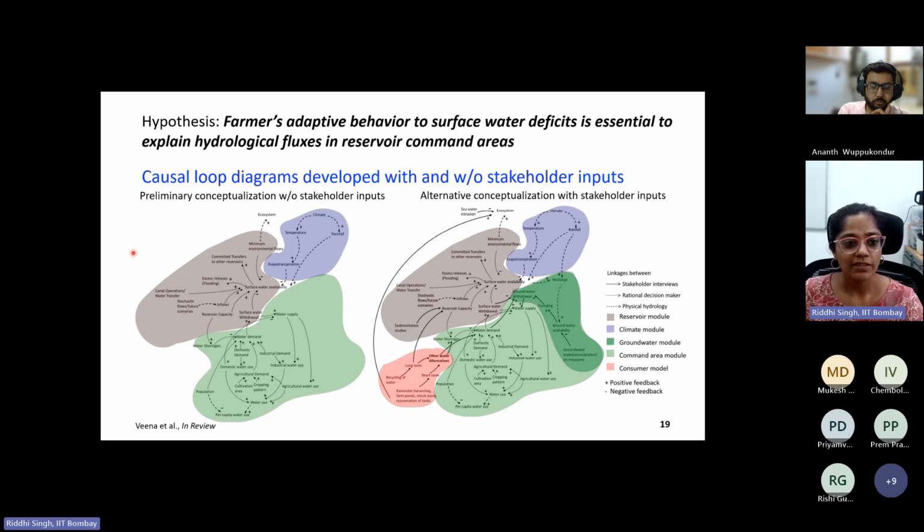And based on that, we developed what are called causal loop diagrams with and without their input. So without their input, on the left was what we thought is happening, that there is a climate component that feeds into the reservoir, and then that goes into the command area. So these three were our original mental maps, you can say. After talking to them, we added two more components. We added a groundwater component for conjunctive use simulation, and we added a demand adaptation module to adapt the farmer's demand whenever there is a deficit from the surface reservoir.